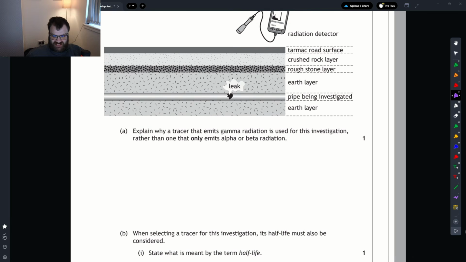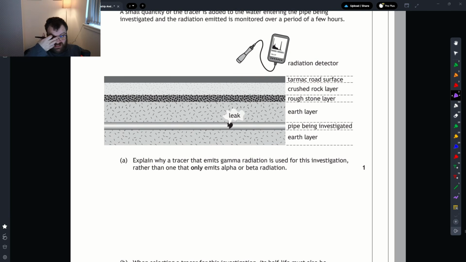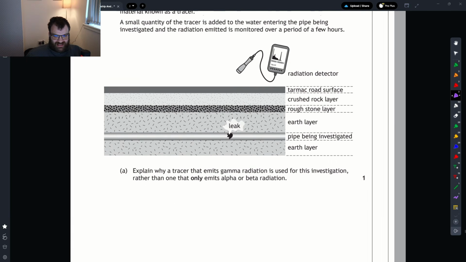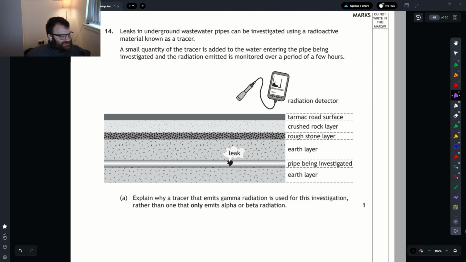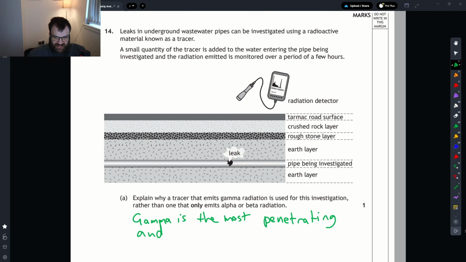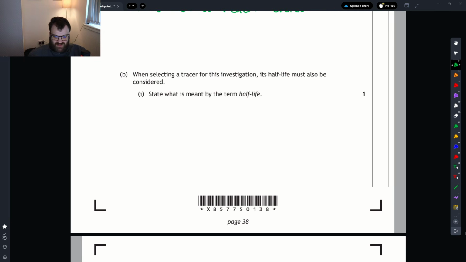Question 14. In this one, they're asking, why have we to use gamma radiation for detecting leaks? Well, gamma radiation is the most penetrating. It will pass through different materials better than the other ones, so it's the only one that can go through. Gamma is the most penetrating, and that's going to let it reach the detector.